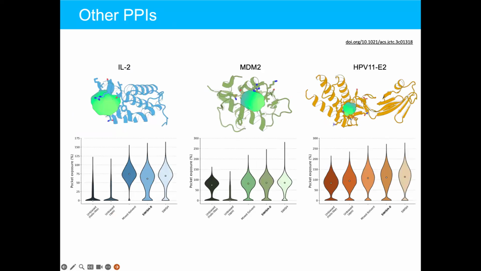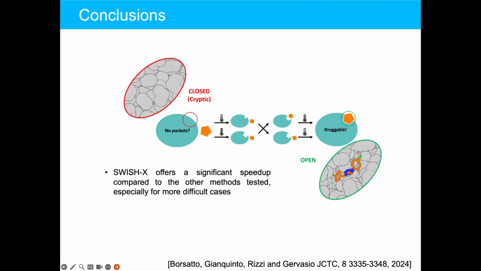This works well also for the other cases explored, like interleukin-2, MDM2, and HPV-11 E2. Our general conclusion is that Swiss X, a further development of our Swiss Hamiltonian replica exchange approach, especially when combined with fragments, offers a significant speed-up, because the simulations are much shorter than the ones we run with Swiss. It is also very effective in cases like complicated protein-protein interfaces where other methods fail.